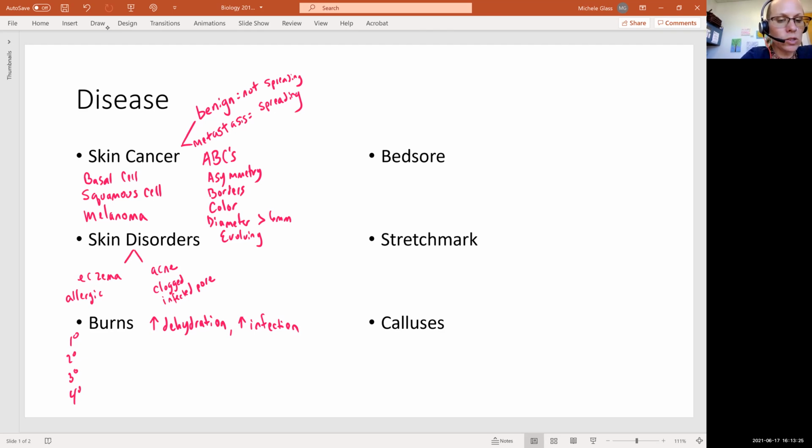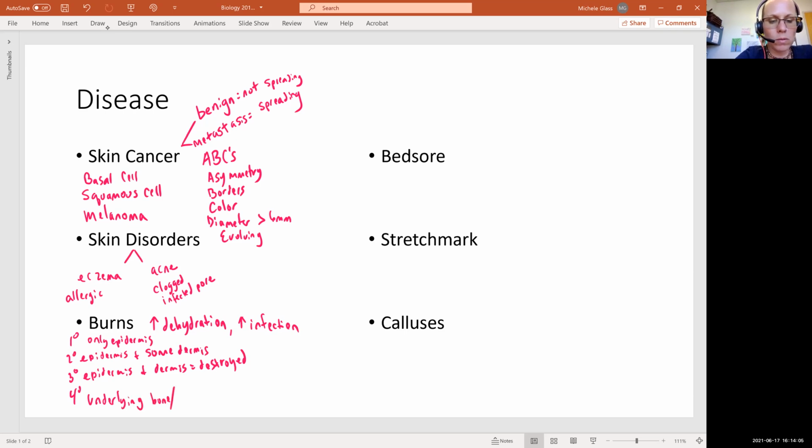So the 1st degree is only the epidermis. Second degree is epidermis and some dermis. A 3rd degree is where epidermis and dermis are destroyed. And 4th degree then is even deeper. So you get underlying bone and muscle damaged.